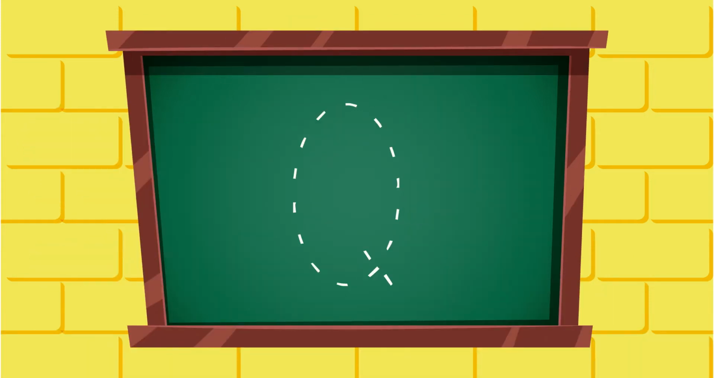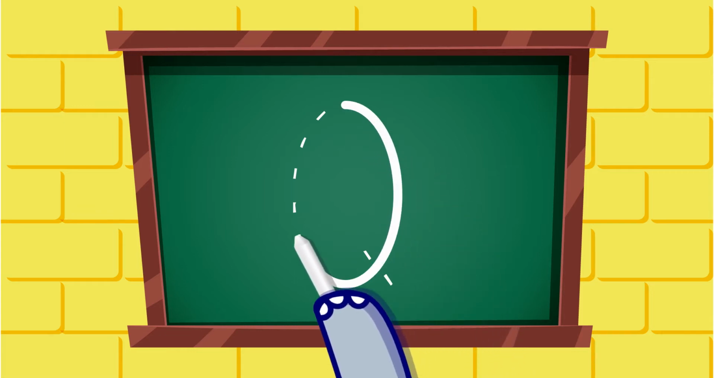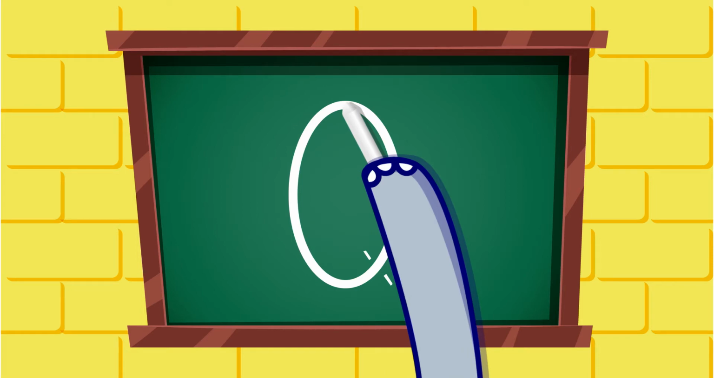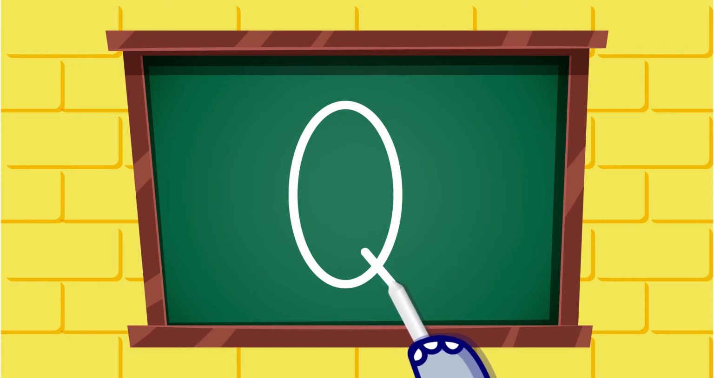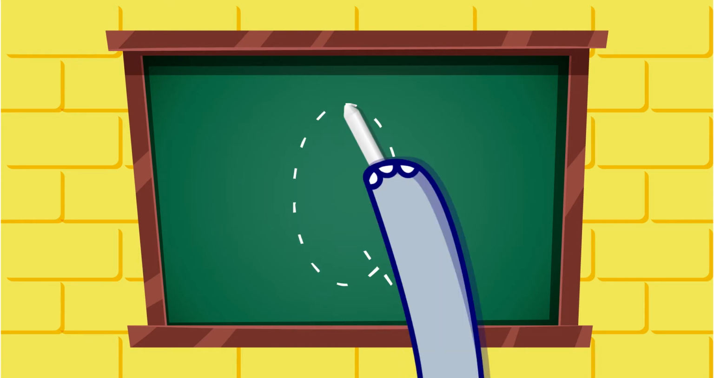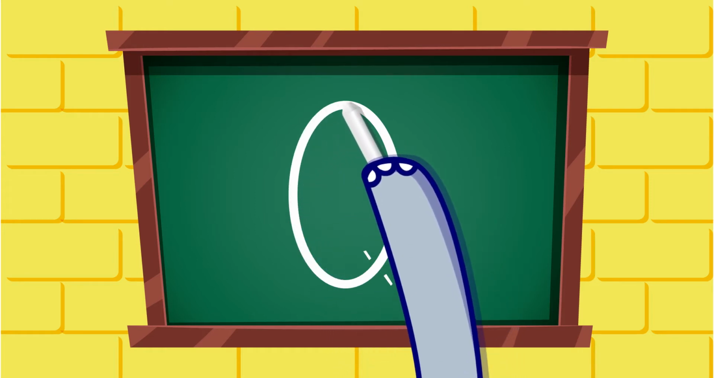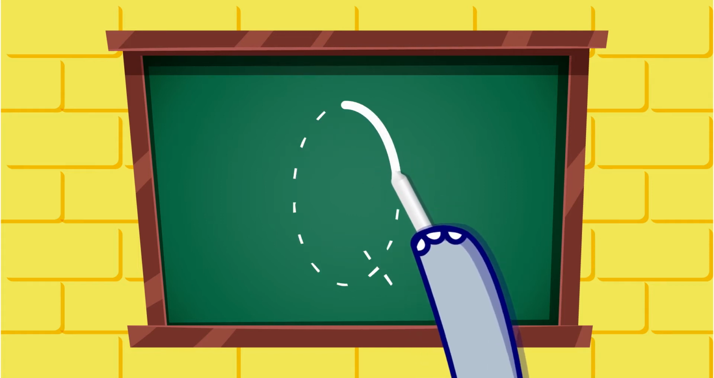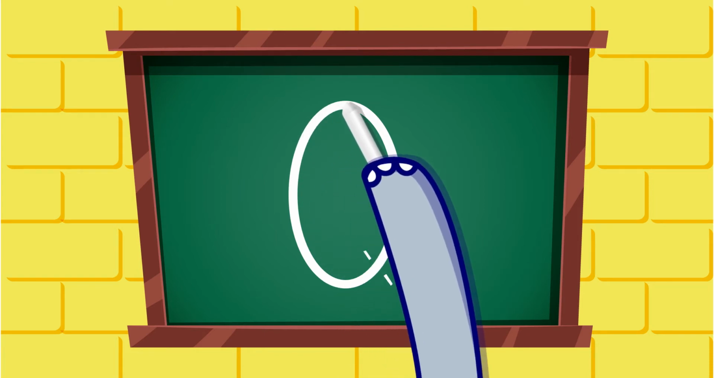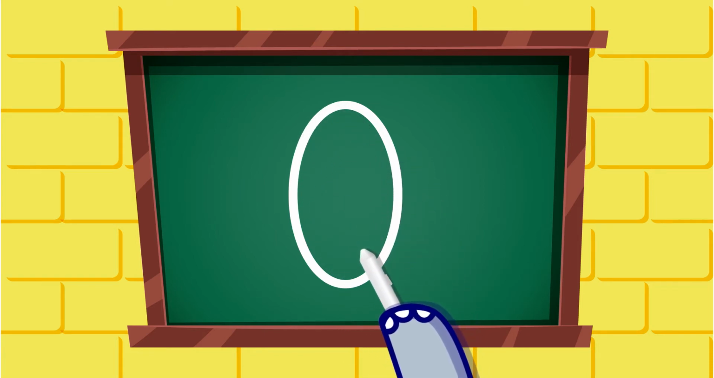To write uppercase Q or big Q, start at the top and go all the way around to the left, like the letter O. Then go toward the bottom and make a line down to the right. Let's try it again. Around to the left, down to the right. That's the letter Q. Now why don't you try? Great job!